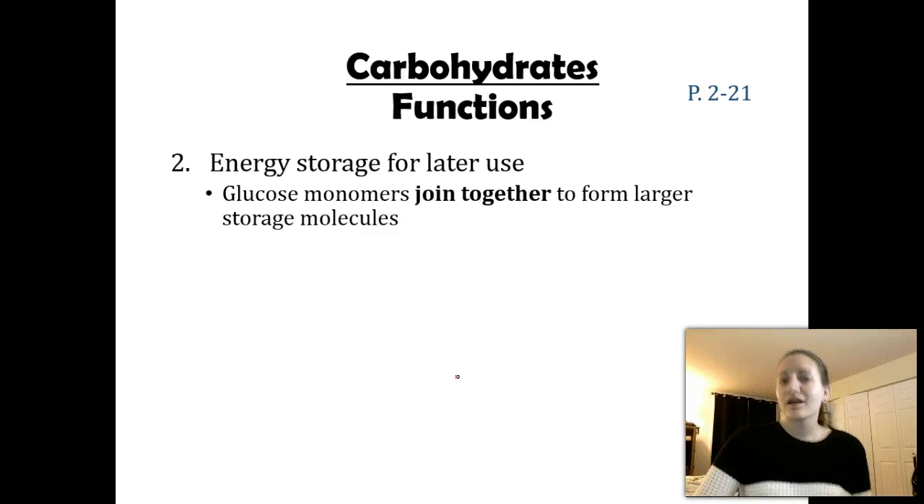So we've actually talked about an example of energy storage. Think back to when we were looking at that variegated leaf in lab. We were doing an iodine test looking for starch. So starch is just a whole bunch of glucose monomers. Glucose is an individual monomer. Then they start linking together, and you're going to form a really large storage molecule. So an example we've learned about already is starch.